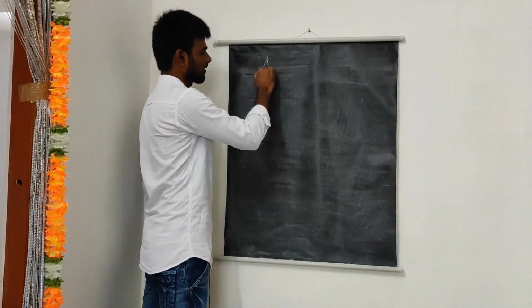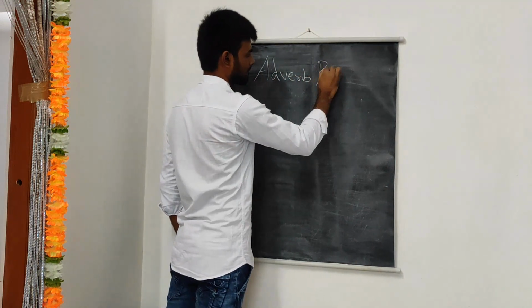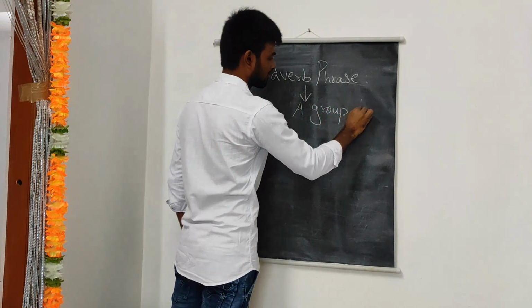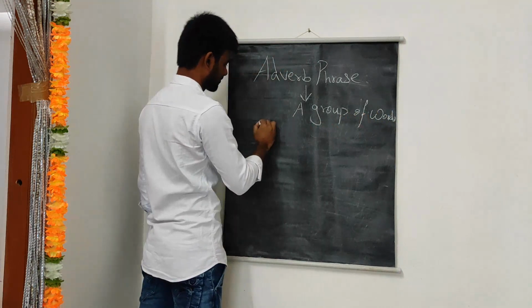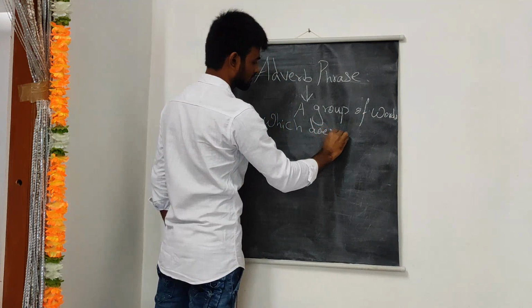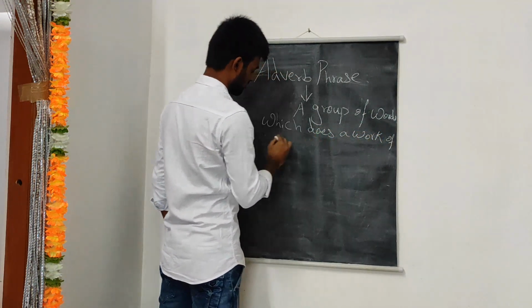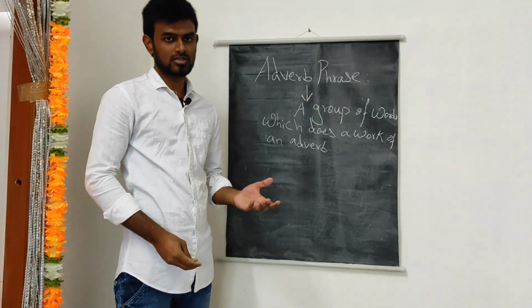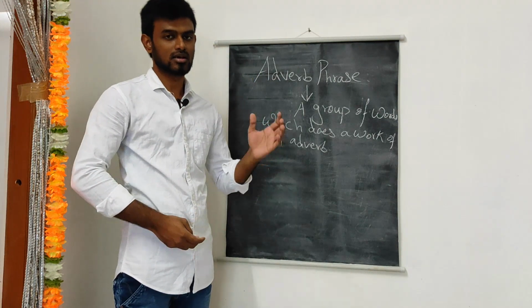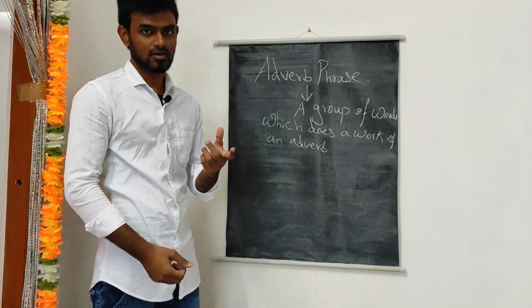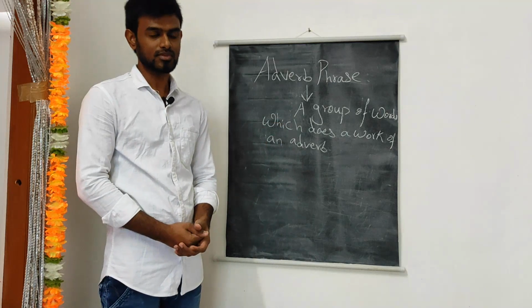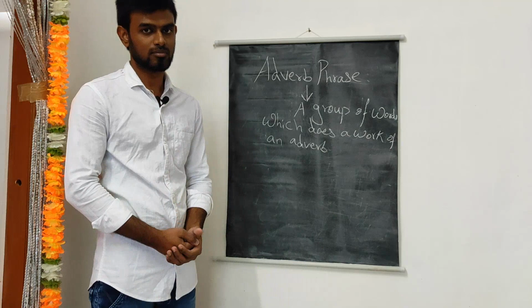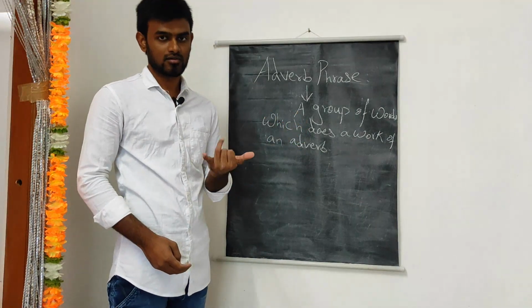Now adverb phrase. The same definition: a group of words which does a work of an adverb. First of all, what is adverb? Adverb is giving an extra information about a verb. Something is adding up to the verb. Mostly adjective, adding LY with the adjective is called adverb. For example, fast is an adjective. If we add LY with fast, fastly, it becomes an adverb. And it answers the questions when, where, and how.